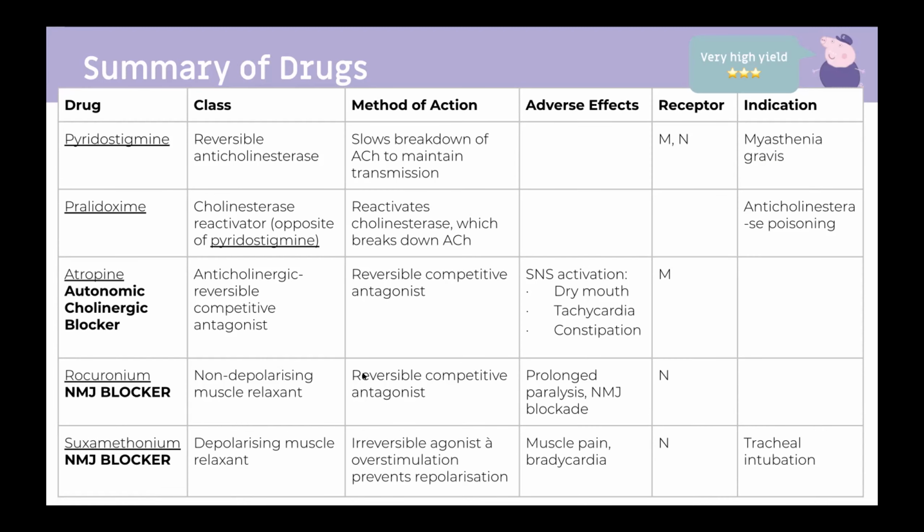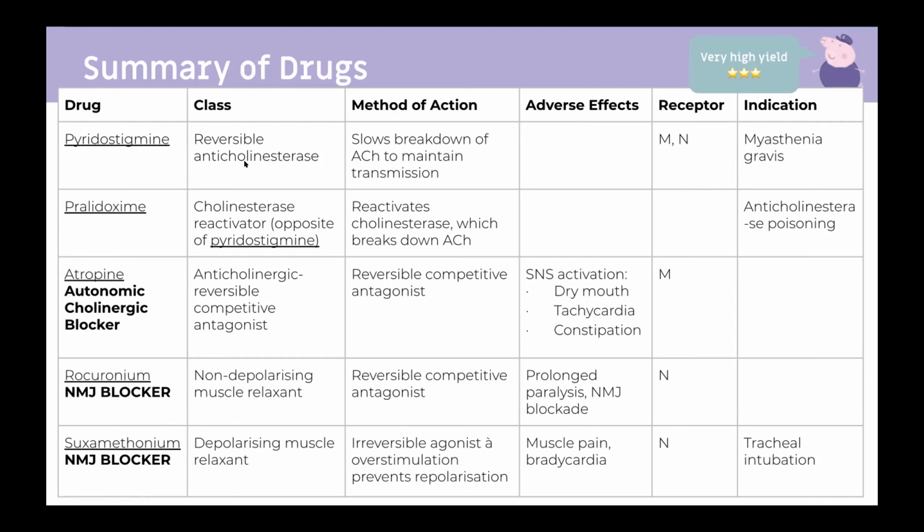Also note how one is reversible. So rocuronium is reversible, whereas suxamethonium is irreversible, okay? And they also have some adverse effects, and they will be acting on your nicotinic receptors. Now let's look at these first three drugs, which are some new drugs that we haven't really talked about yet. So the first one is pyridostigmine, and that's going to be a reversible anticholinesterase.